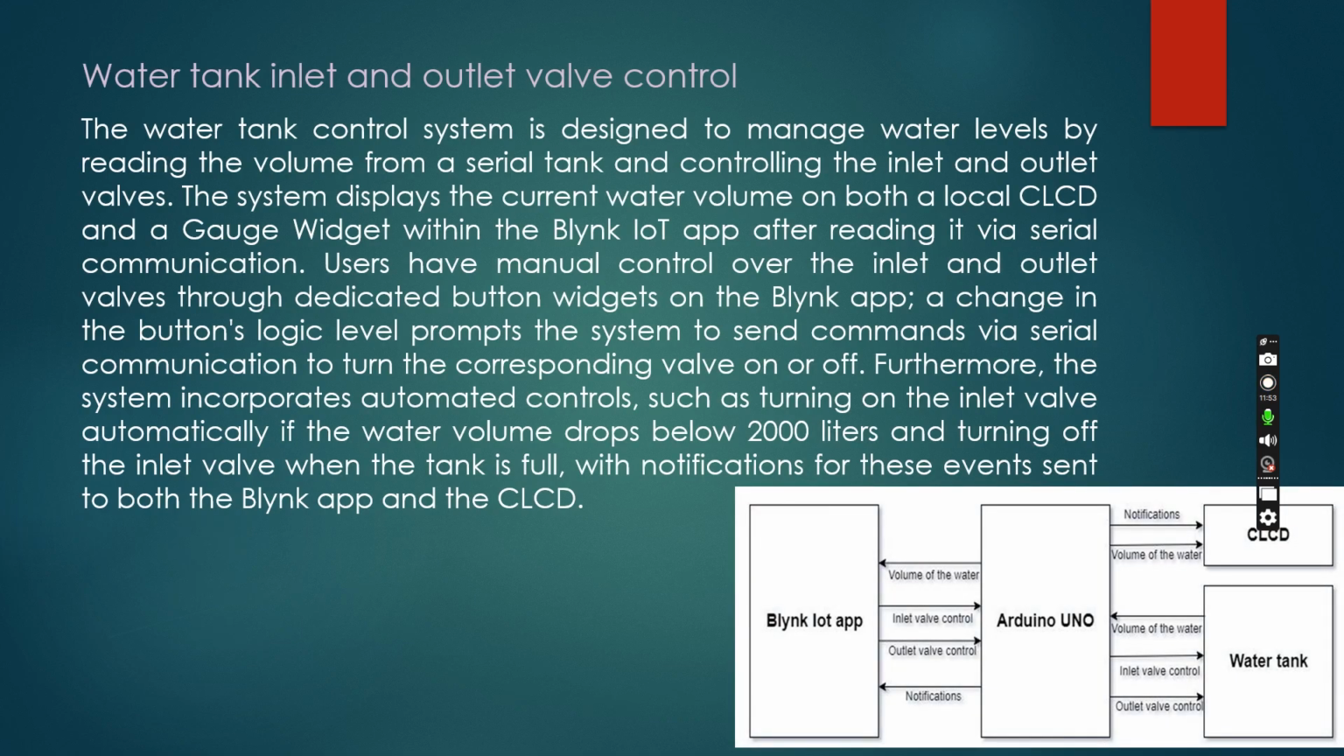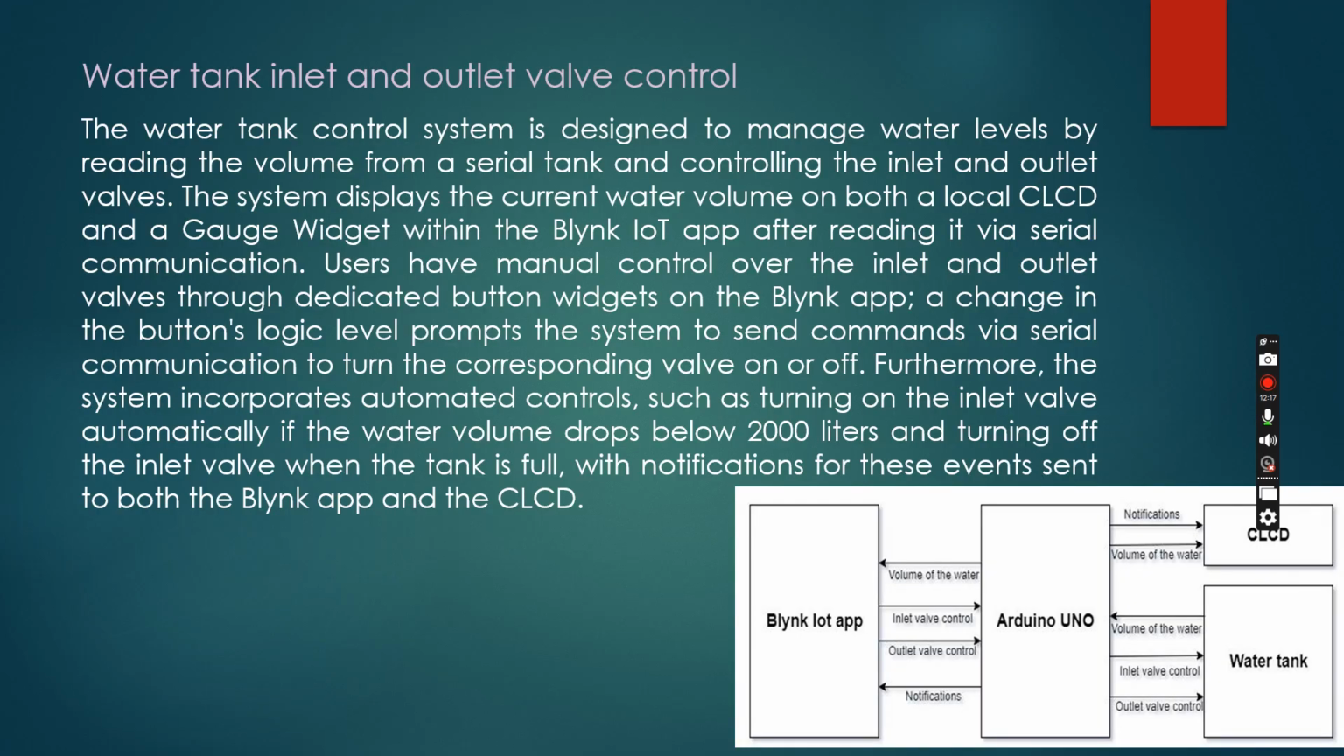Water tank inlet and outlet valve control. The water tank control system is designed to manage water levels by reading the volume from a serial tank and controlling the inlet and outlet valves. The system displays the current water volume on both a local CLCD and a gauge widget within the Blynk IoT app after reading it via serial communication.